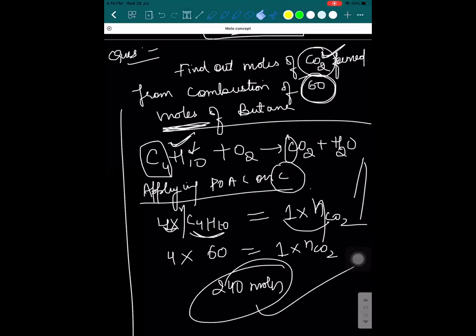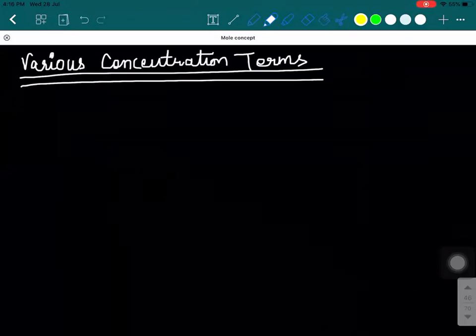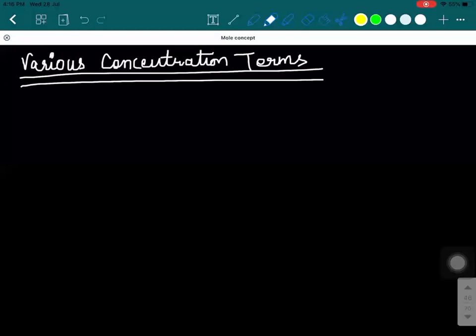Chalo. Let me proceed further. And after POAC, we are having various concentration terms. Write it down. Various concentration terms. What are the various concentration terms?